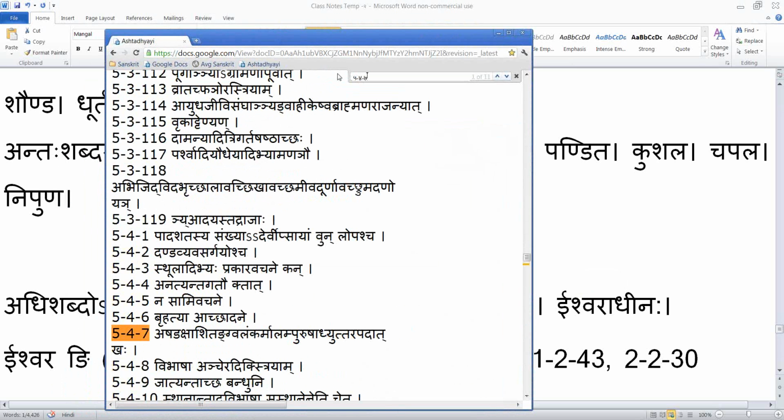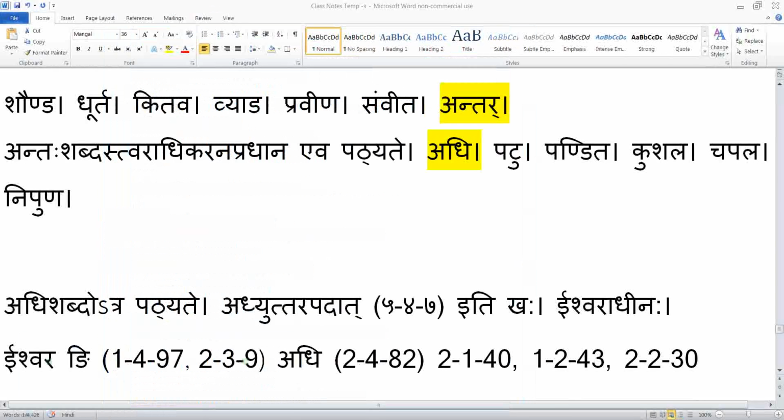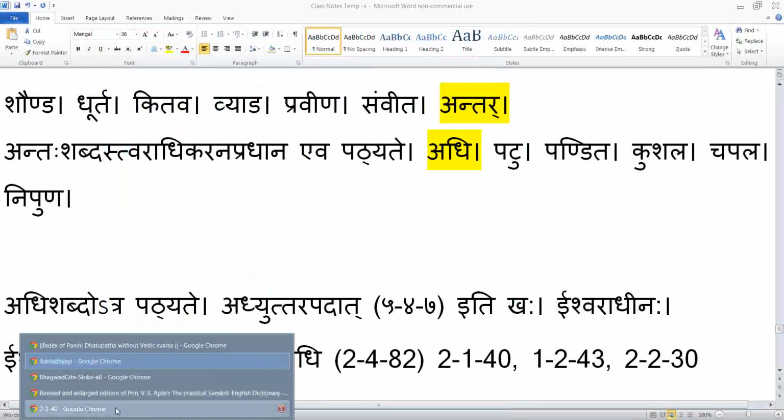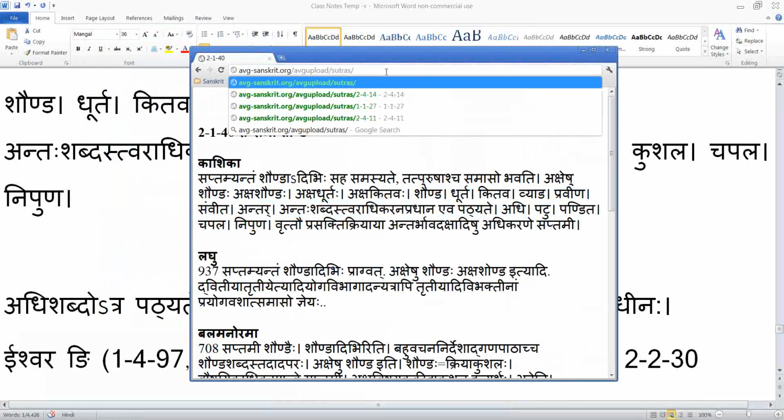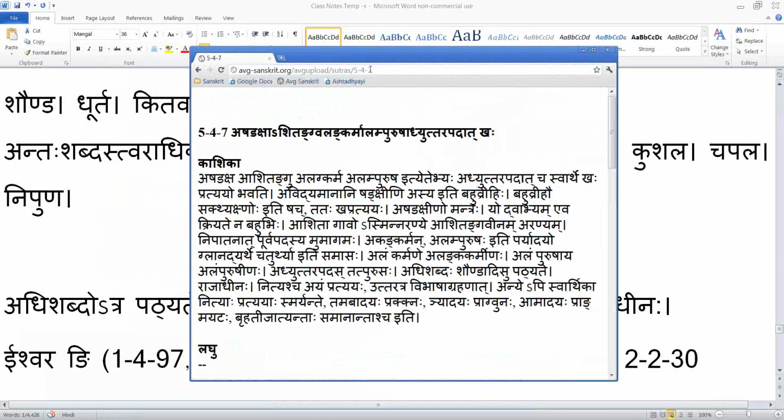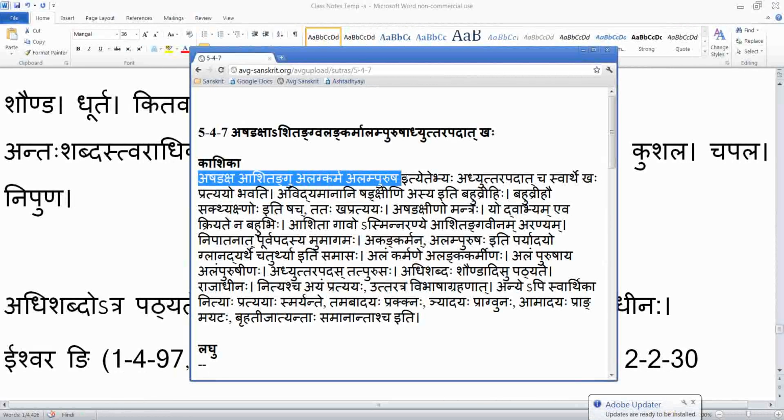So we look at the vritti of 5-4-7. It says that among some other words also, if the word adhi is at the end, the taddhita pratyaya has to be used with it. So when we form this compound, we have to immediately use that kha pratyaya with it. There is no other choice. Ashadaksha, ashitangu, alankarma, alampurusha, iti etebhyah. These are specific compounds, so these are four compounds. And then adhyuttara padat: any compound which has adhi as uttarapadam, the kha pratyaya has to be used with that. So those four compounds and any compound which has adhi at the end of it.